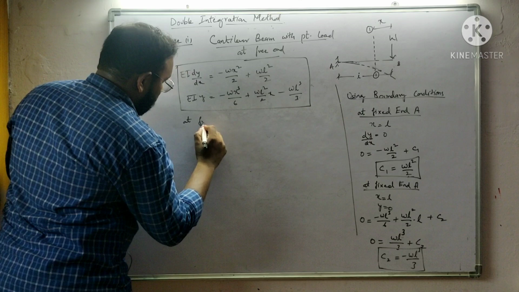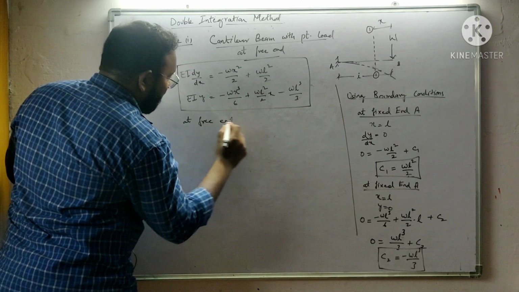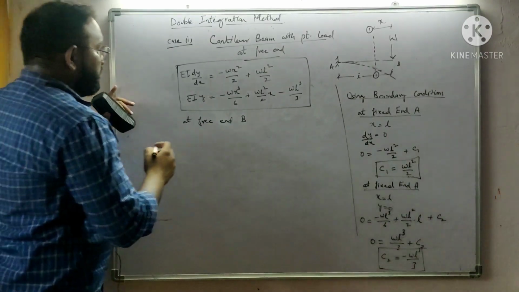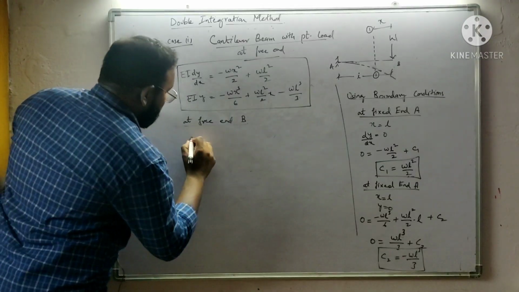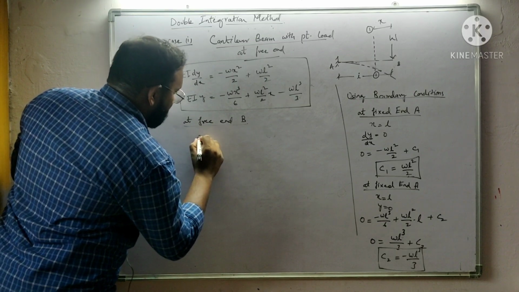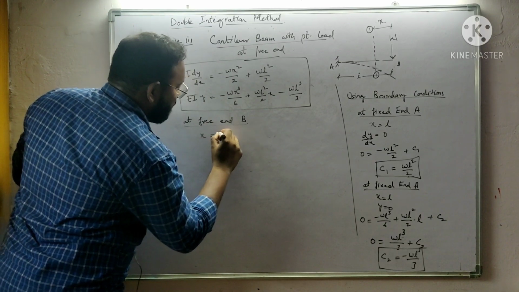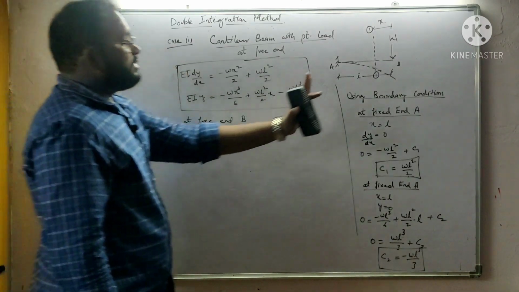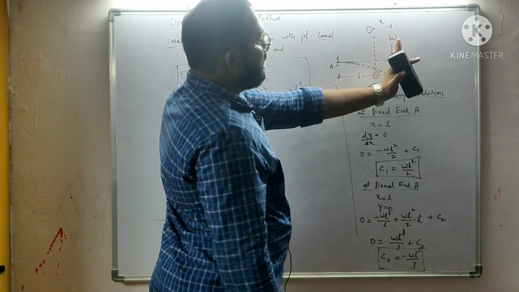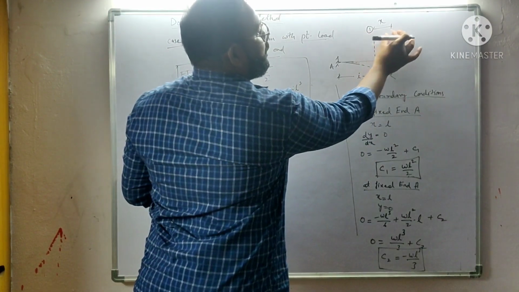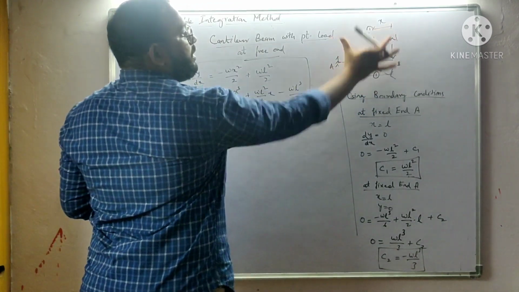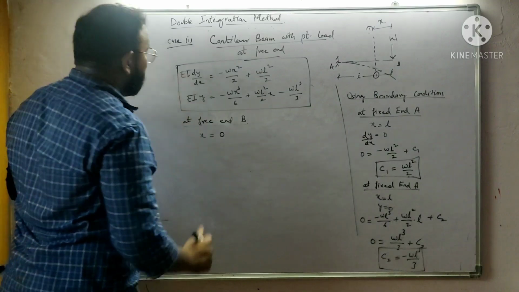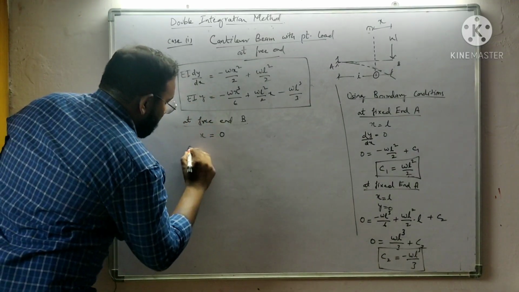Now I'll calculate the deflection at the free end. At the free end, you remember we have maximum deflection and maximum slope in the case of a simple cantilever beam. At the free end, what is x equal to? X is 0. X at the free end is always 0. If I move this section towards end B, x will be 0. Now I'm substituting x equal to 0 in the first equation.